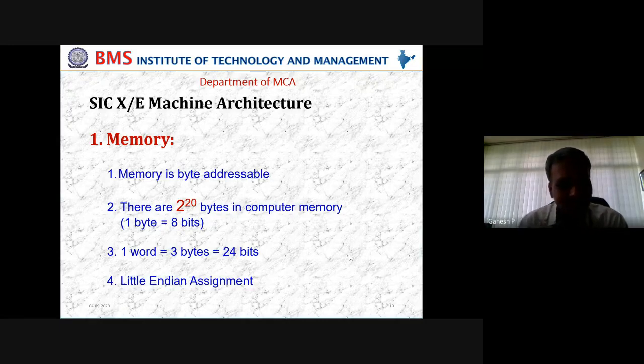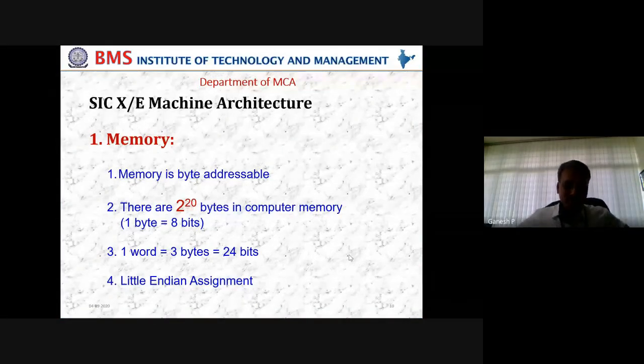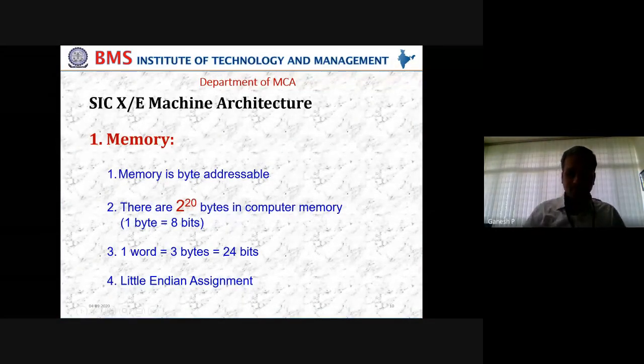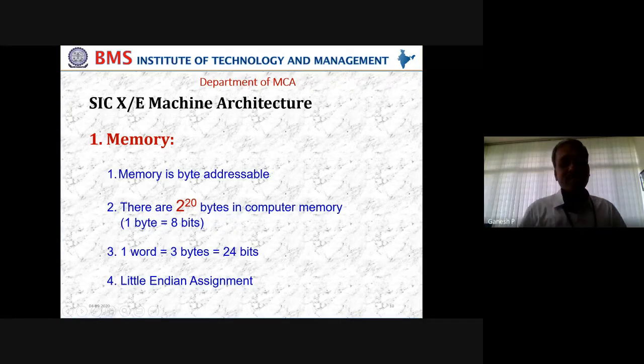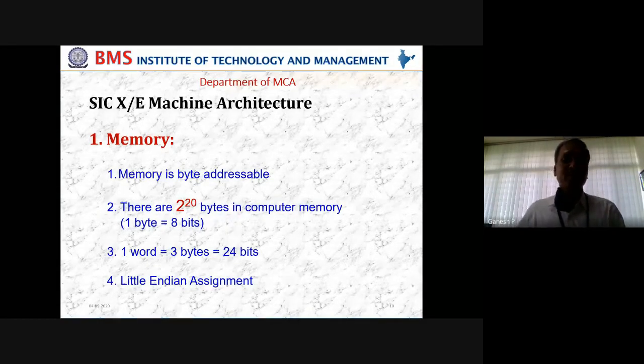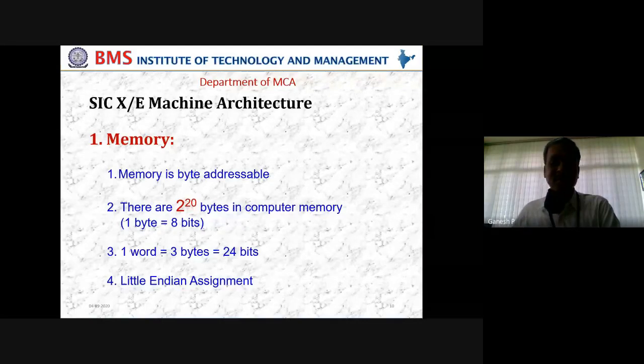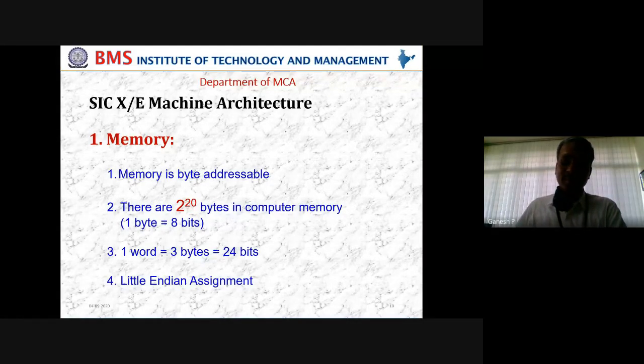Memory is byte addressable, and a word is equal to 3 bytes. It also follows Little Endian assignment, but the memory size is very huge, meaning that memory can house up to 2 power 20 locations at a given point of time. At a given time, I can address 1 mega locations. That is the advantage of SIC XE. Thereby we say SIC XE is an advanced version of SIC.